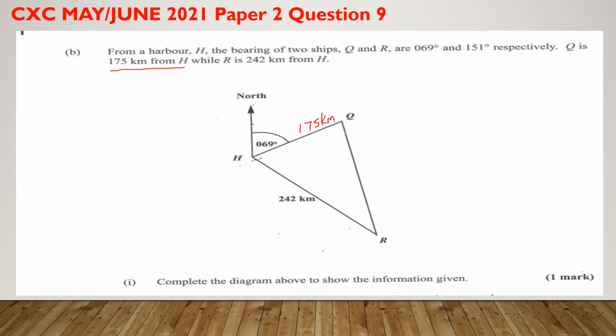And this angle here is going to be 151. Okay, so we'll have to take away 69 from 151, and that is going to give us 82 degrees.